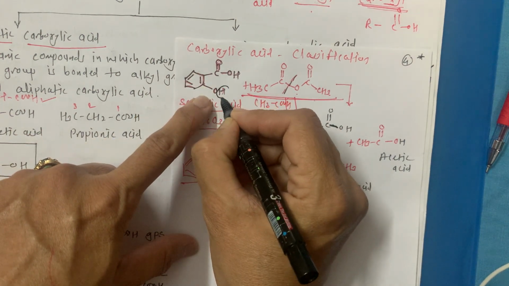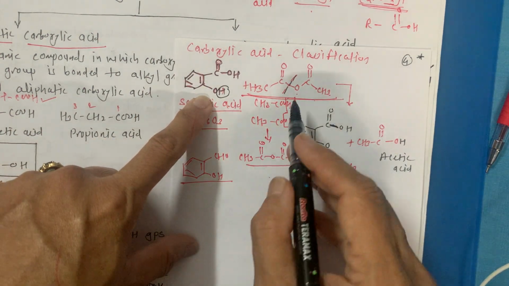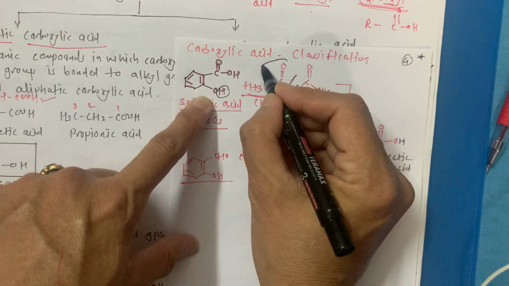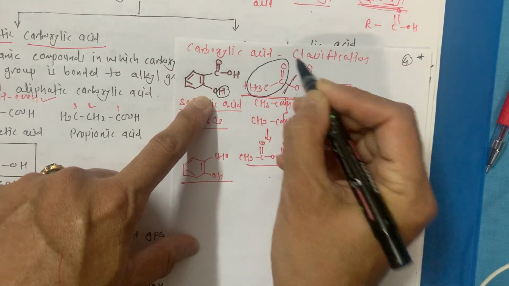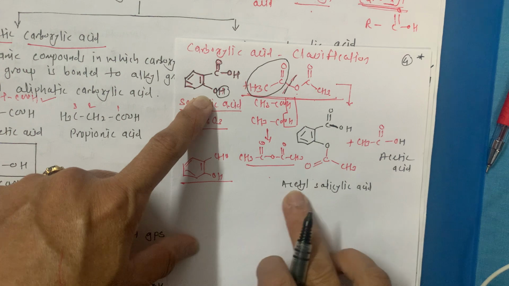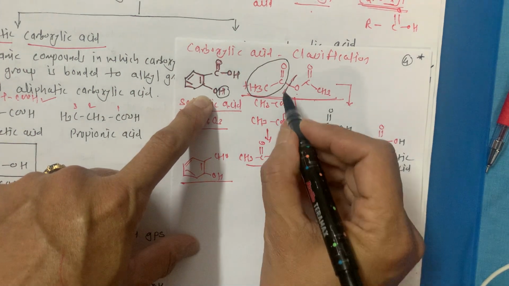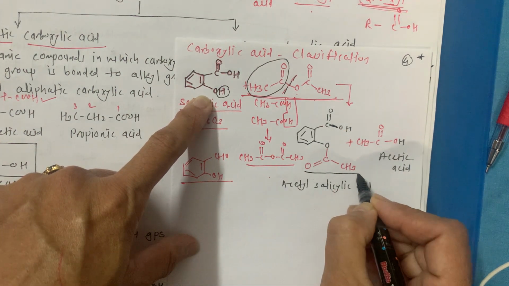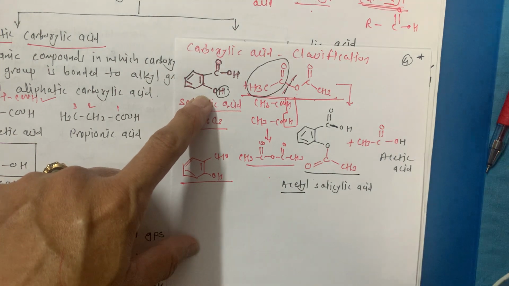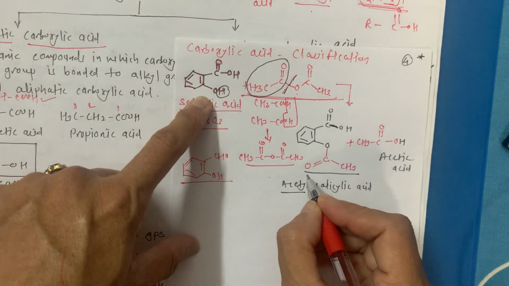This H is replaced by this group, that is the acetyl group. See, C double bond OCH3, this is the acetyl group. This is our acetyl group.